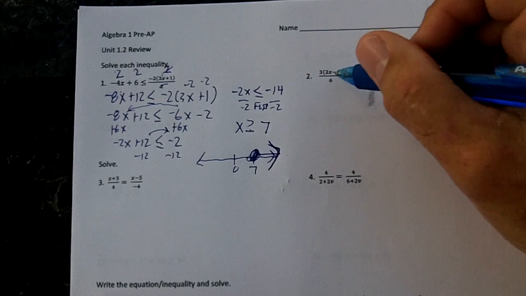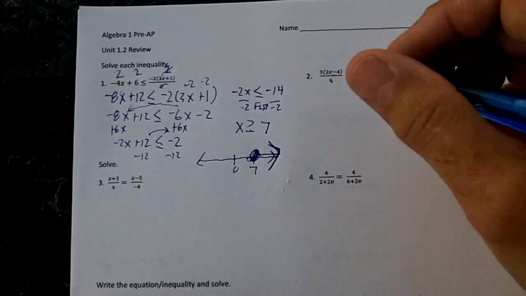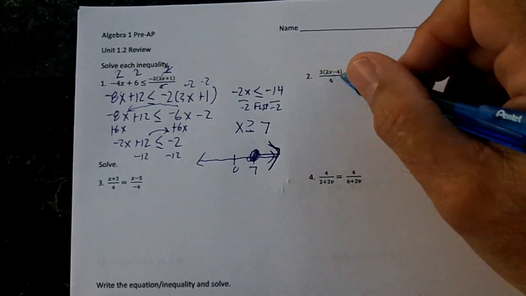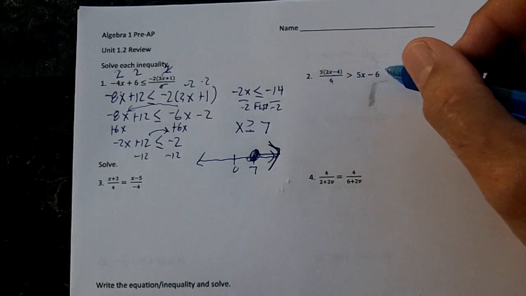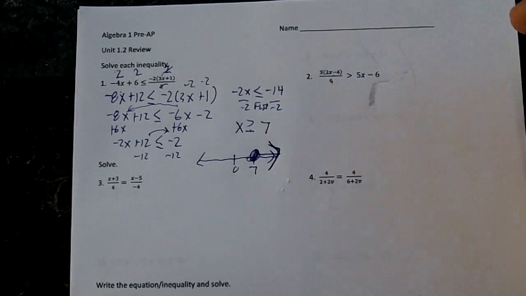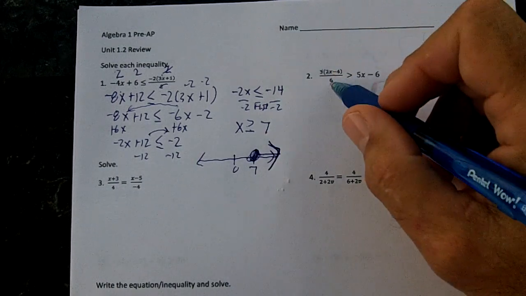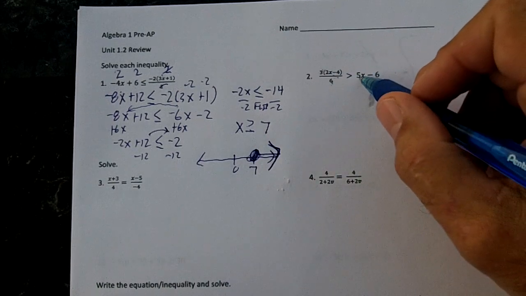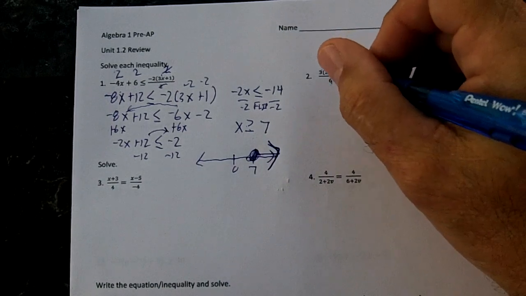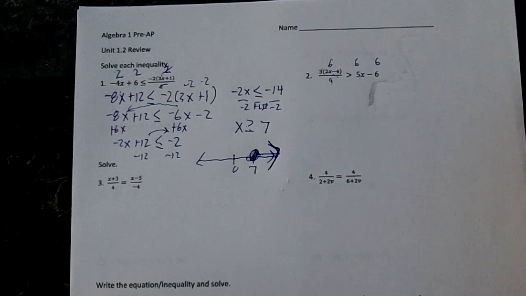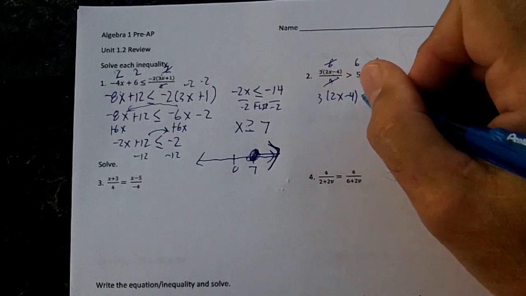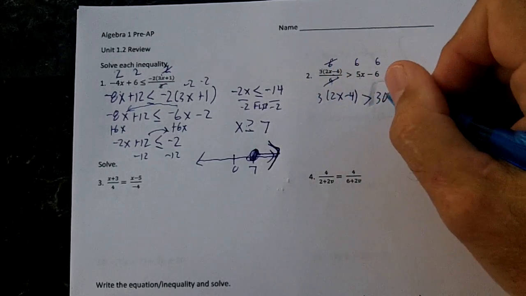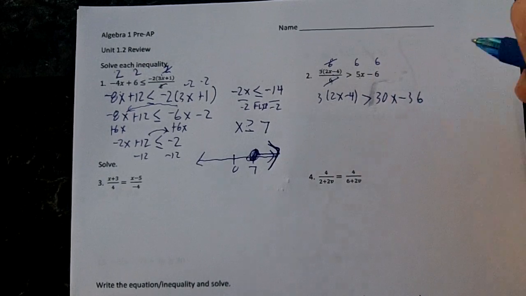Okay, right here, we have a divide by 6, don't we? So the opposite of divide by 6 is to multiply everything by 6. I could do 3 divided by 6, but I'm going to multiply by 6 and then distribute that 3. So I'm going to need to multiply this term by 6, this term by 6, and this term by 6. So I'm going to put 6's on top. These 6's will divide out to 1. So I'm going to have 3 parentheses 2x minus 4 greater than 30x minus 36.